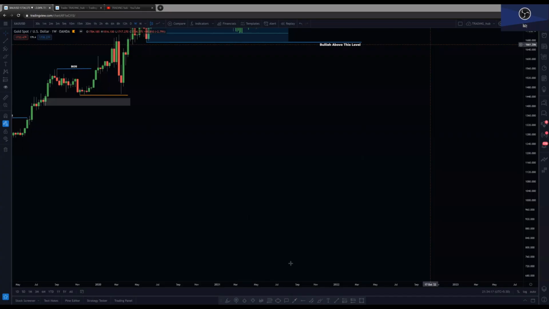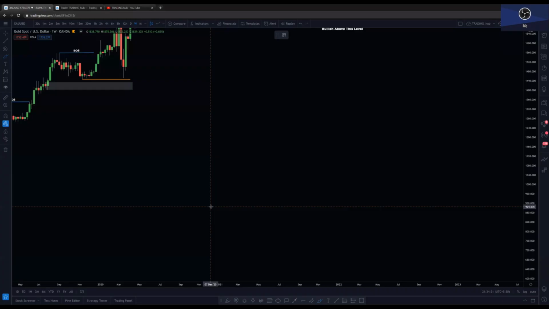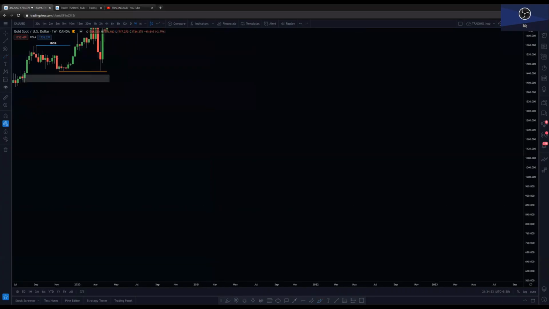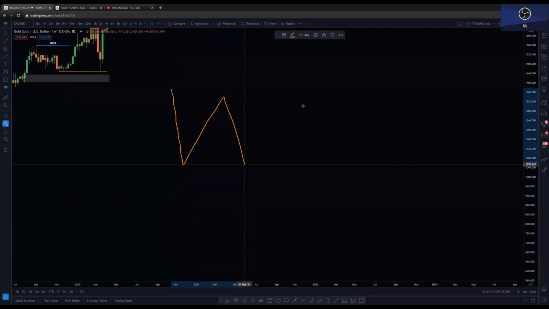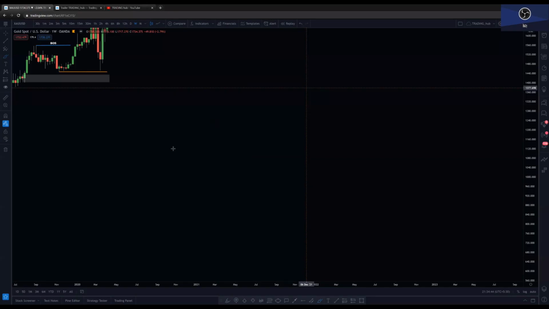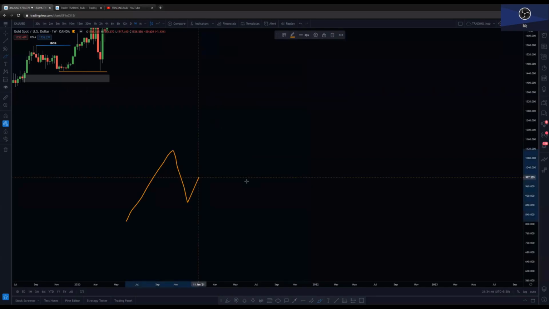So first, we will talk about trend identification, how to identify the trend, what is the major structure and what is the minor structure. So first of all, we will discuss trend identification. For example, we are looking at a bullish trend in a higher time frame structure.